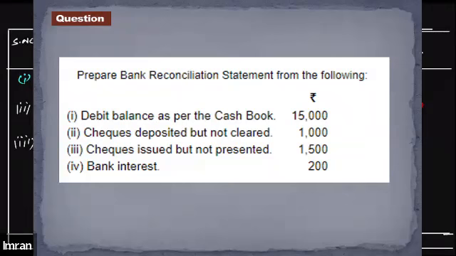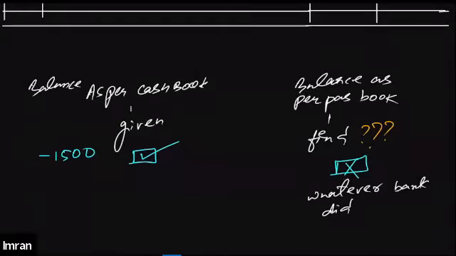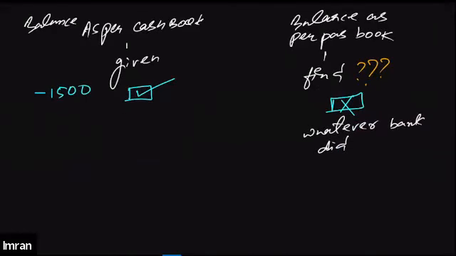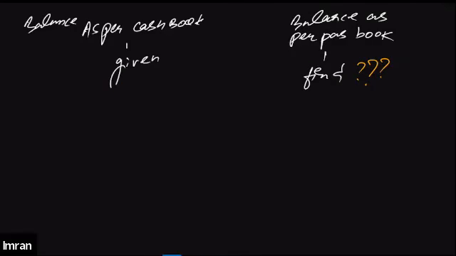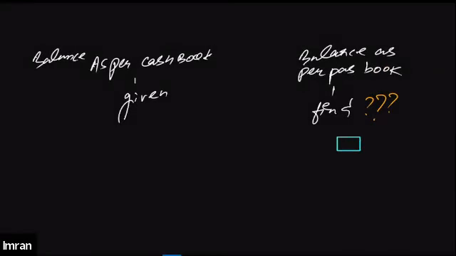Yes. Okay. Now, moving on to the last item, it says bank interest. Basically, the bank has provided interest, right? If the bank has provided interest of rupees 200, tell me whether the bank has recorded this in the passbook, yes or no? Since the bank is itself providing the interest, the bank must have recorded this. But the cashier or the accountant of the business had no idea about the interest. So that means in the cash book, this particular interest is not yet recorded, right?